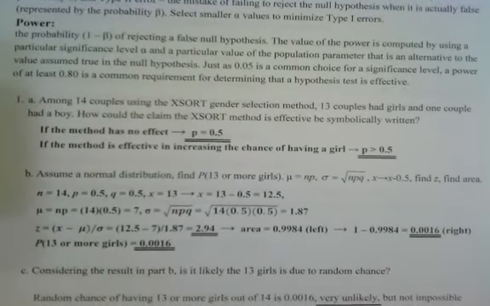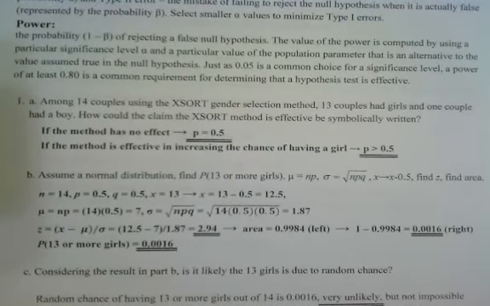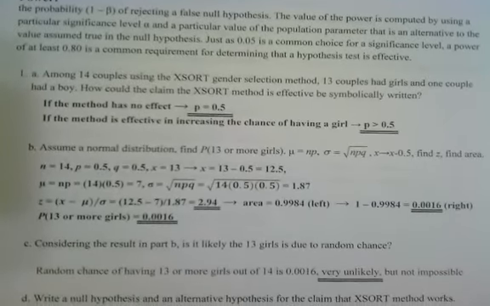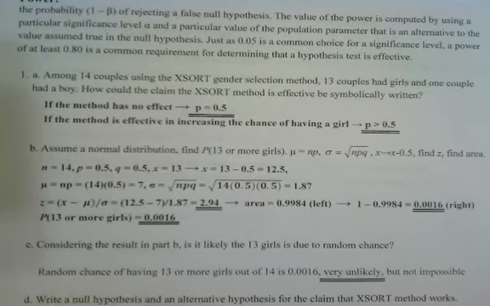Now, considering the result in part B, is it likely the 13 girls is due to random chance? Well, 0.0016 is really small. If we use our 5% rule, it's way smaller than 5%, so it's very unlikely. Not impossible, but very unlikely.